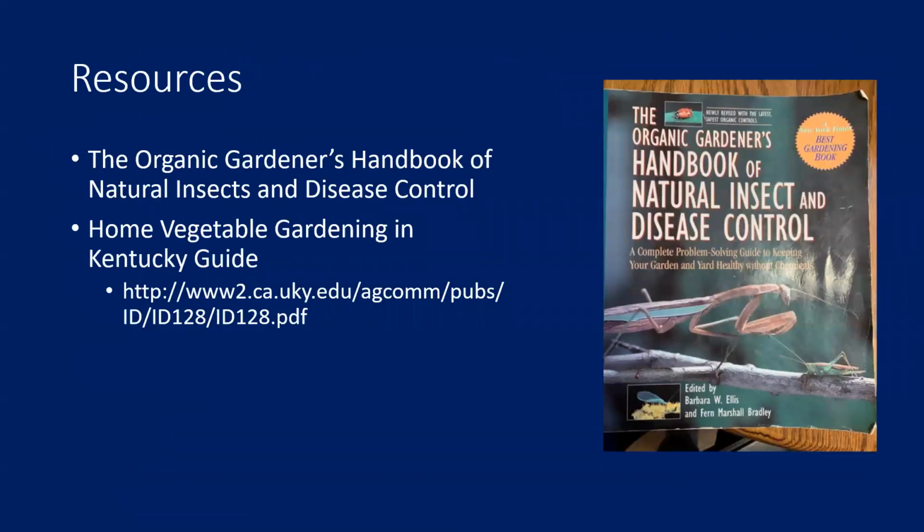One nice resource is the Organic Gardener's Handbook of Natural Insect and Disease Control. This is a really great guide that I keep on my desk and use very often. Another great guide that's indispensable is the Home Vegetable Gardening Guide in Kentucky. I put the link there because they do have a lot of updates in it this year, and it's a really great publication. If you aren't able to get a copy, or you don't want to print a copy, just call our office and we'll send you one, or come by and we can give you a copy.